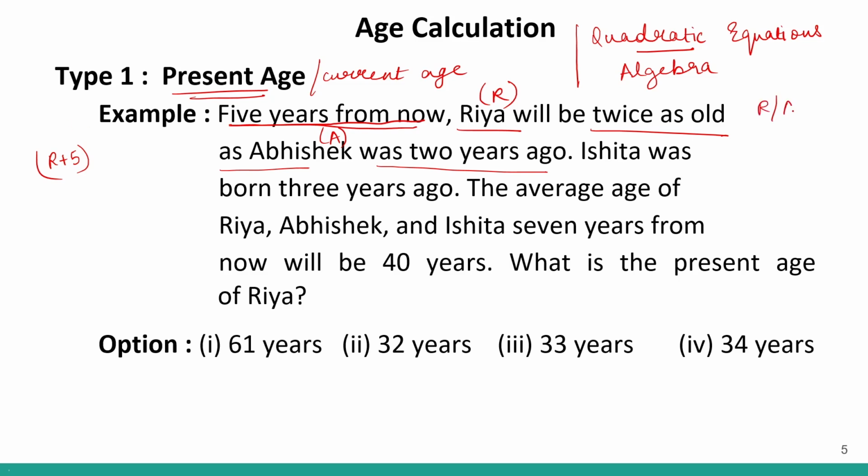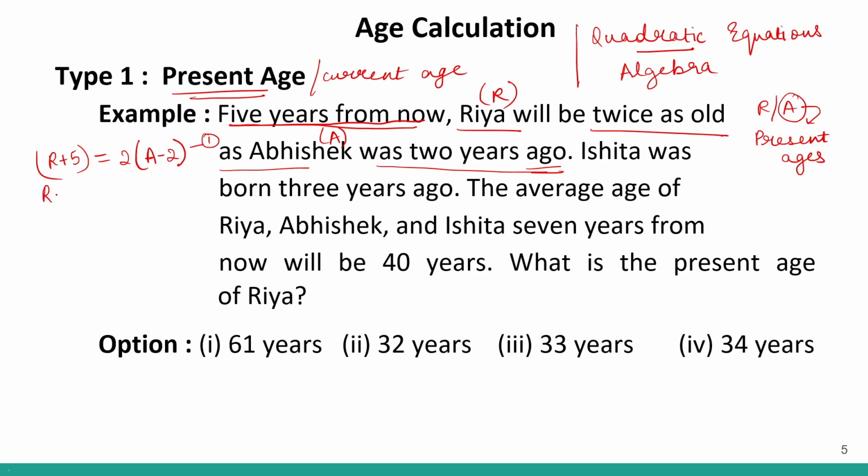So R and A are their present ages. Their ages currently. And we are adding 5 years. So R plus 5 is equal to twice as old as Abhishek was 2 years ago. So Abhishek, 2 years ago, Abhishek's age will be A minus 2. Because if present age of Abhishek is A, 2 years ago, age will be A minus 2. And we are given that 5 years from now, Riya's age will be twice that Abhishek was 2 years ago. So this is the first equation you can say. This is equation number 1.